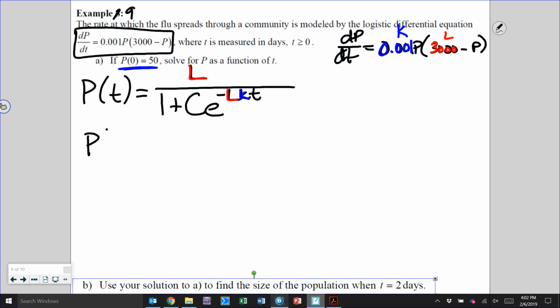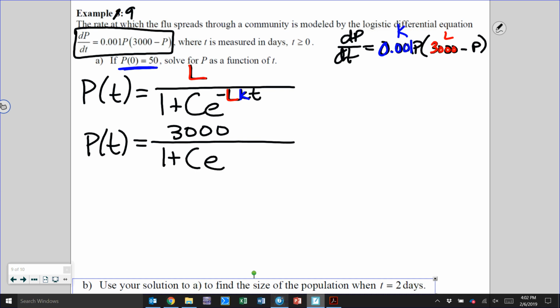So first of all, I'm going to write it by filling in what we just found. We know that L is 3,000, and then we have your C that we don't know, 1 plus C e to the minus 3,000 times K, which is 0.001 times T. So 3,000 times 0.001 is, of course, going to be 3. So we'll have negative 3t there for the next equation.